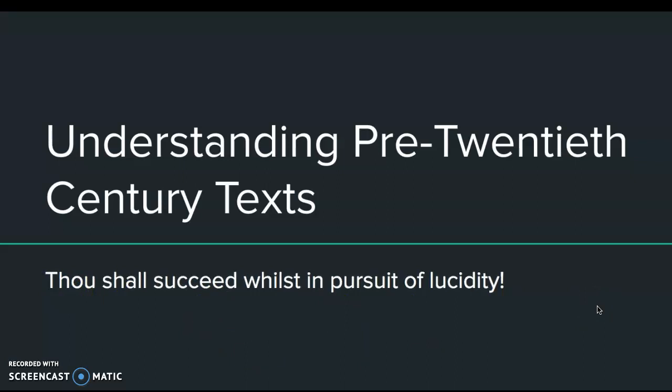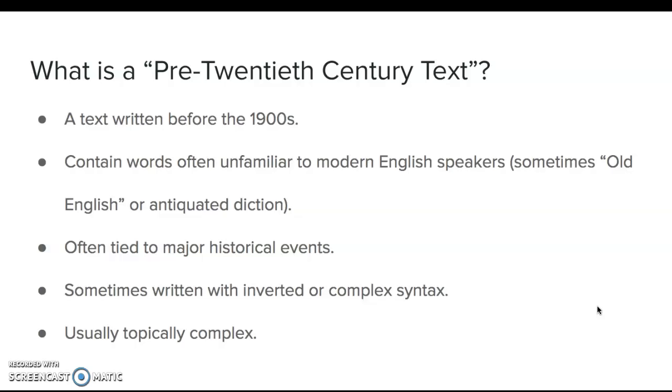You're going to find success with finding clarity in these texts, I promise. We're going to keep working at it. So just so we're on the same page, I just want to make sure we all know what I mean when we say pre-20th century text. Yes, we all should know that it's a text written before the 1900s.